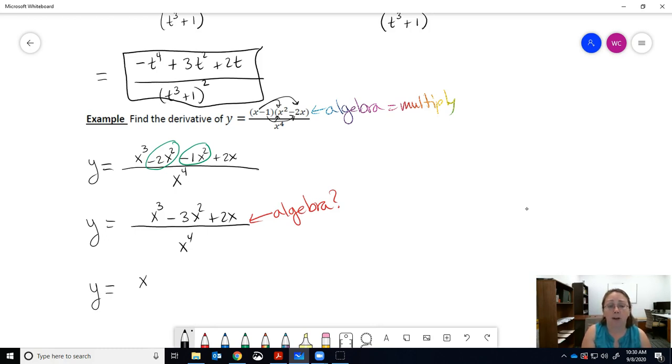So remember, when you have the sum and difference on top, you can break up the fraction. Each one is going to have the same denominator. So we're basically doing the opposite of what we've always taught you. We're breaking up the LCD into each individual fraction.